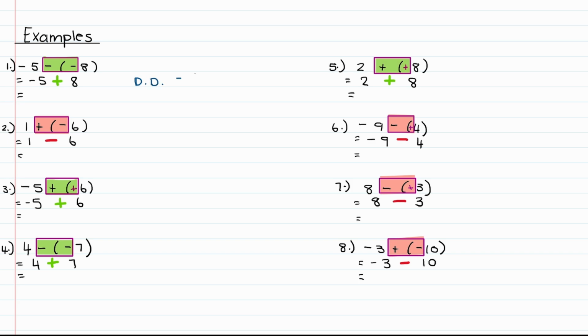So for question 1, my signs are different, so I find the difference. I find the difference of 8 and 5. 8 minus 5 gives me 3. 8 is further from 0 than 5. 8 is positive, so my answer is positive 3.